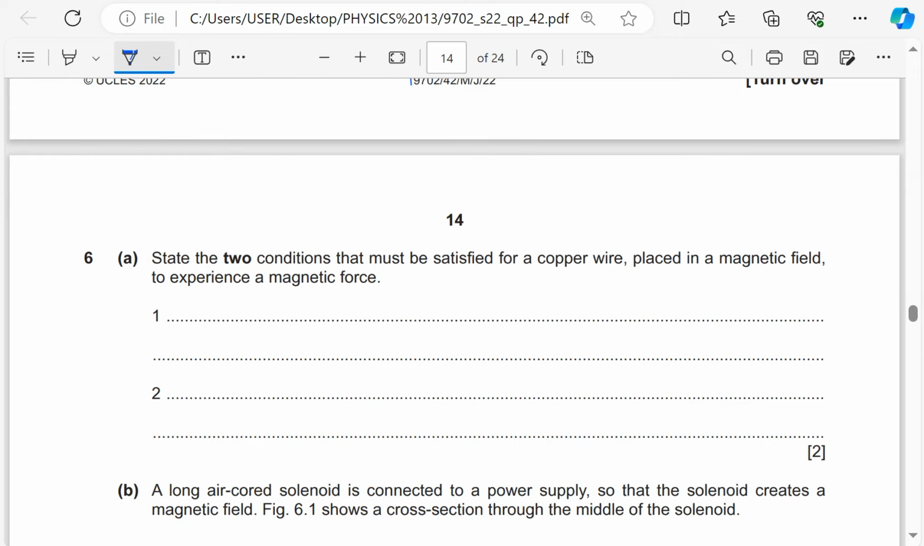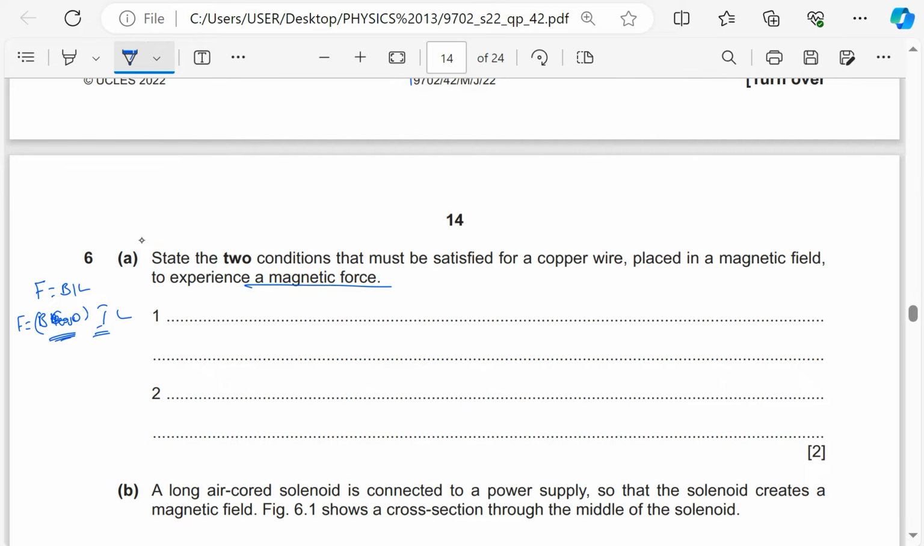Question 6 is, I think, magnetic fields. State the two conditions that must be satisfied for a copper wire placed in a magnetic field to experience a magnetic force. Remember, force is equal to BIL, and B must be at an angle. If it's at an angle, then F is going to be B cos theta times I times L. There must be a current, and the angle should not be 0.